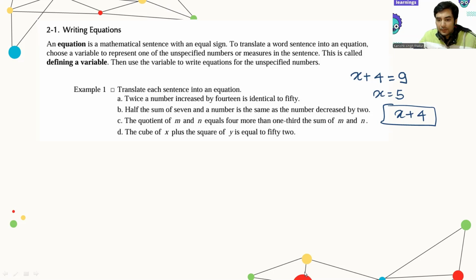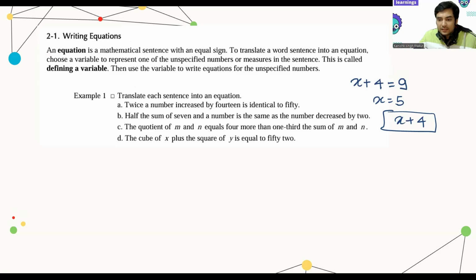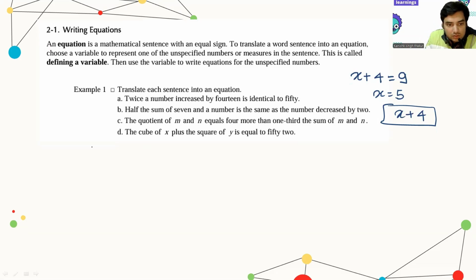So example number 1, as you can see, the very first thing given here is that twice a number increased by 14 is identical to 50. So twice a number, let my number be X. Whatever is unknown to you, substitute it as a variable, so it is X. I had X as my number, twice of it would be 2X. I increase it by 14, so I add 14 to it, is identical to 50, meaning this whole thing is equal to 50. I'll solve for X and get my value.